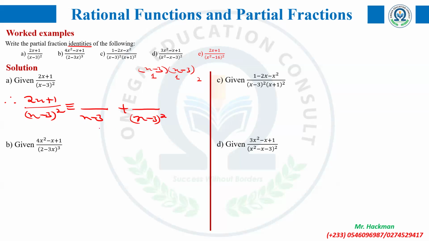Yes. So because your repeated factor is linear, the numerators will be a constant. So constant A, constant B.